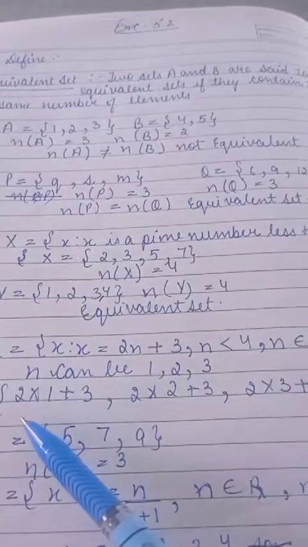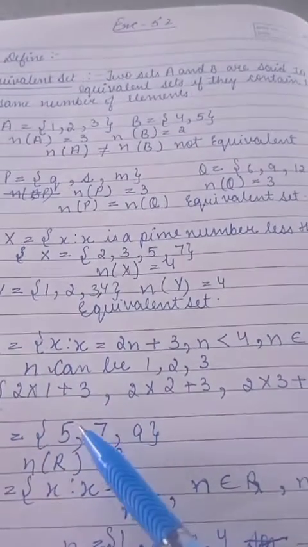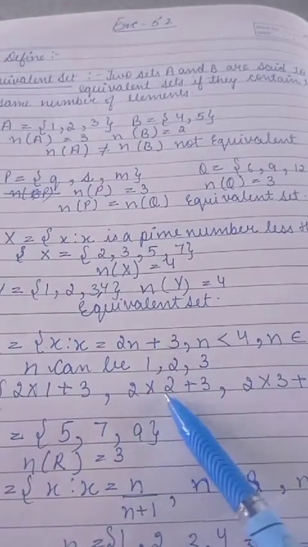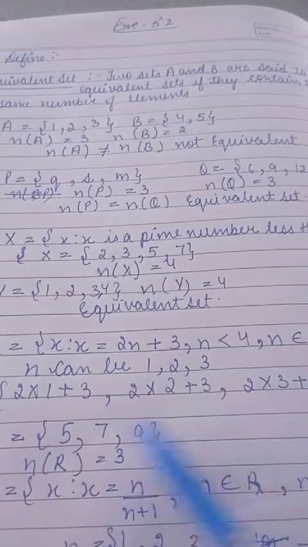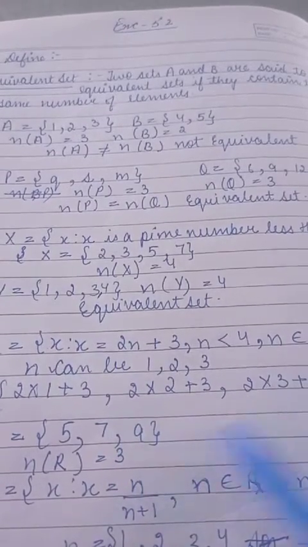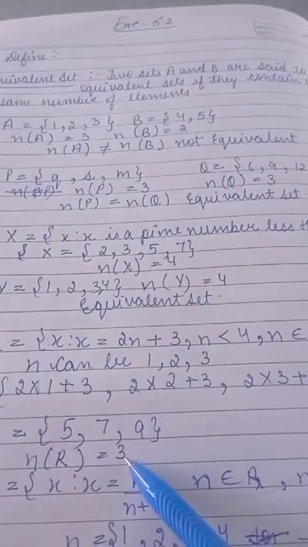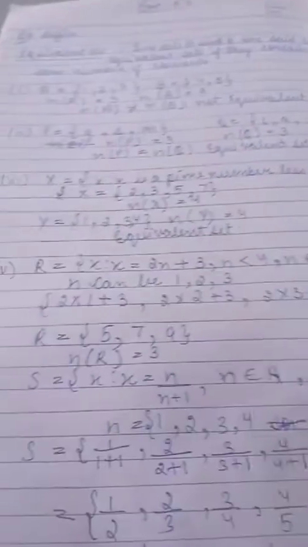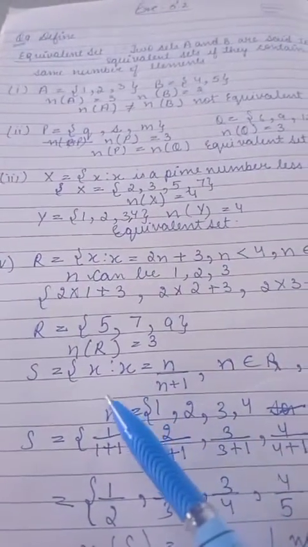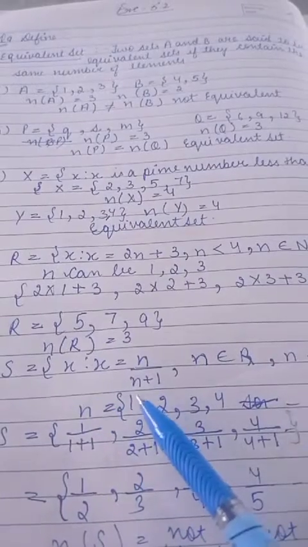Just see now. 2 ones are 2. 2 plus 3 is 5. 2 twos are 4. 4 plus 3 is 7. 2 threes are 6. 6 plus 3 is 9. So cardinal number is 3. Next is set S. Given in this form, this is the set builder form.